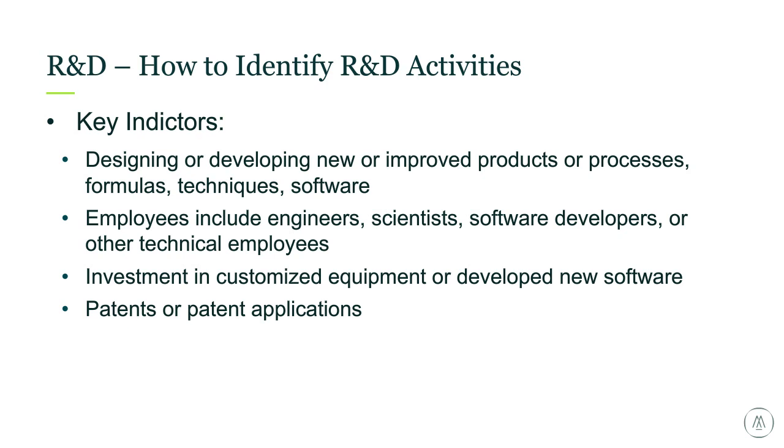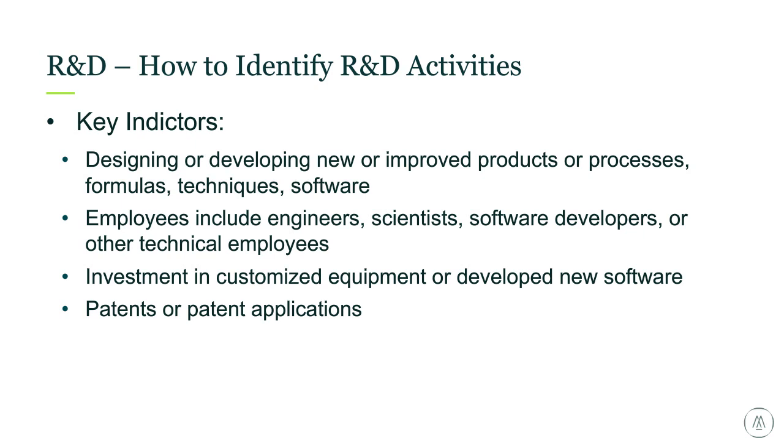And it doesn't only apply to the development of products, but activities of operations such as new manufacturing processes, environmental improvements, and quality enhancements can be included in the R&D credit. So if your company is designing or developing new or improved products, the employees are engineers or scientists or software developers or other types of technical folks, if you made an investment in customized equipment or develop new software, or if you have patents or patent applications, these are all indicators that R&D is occurring in your firm.